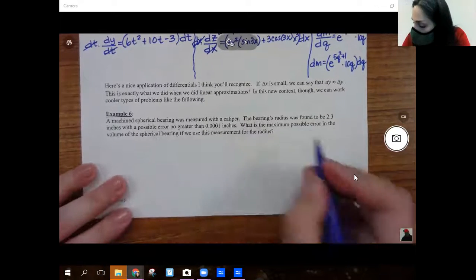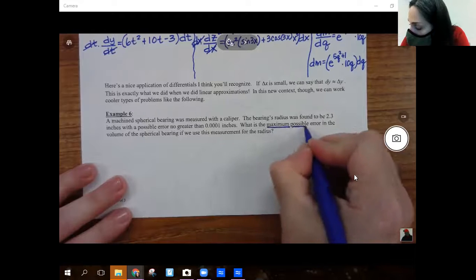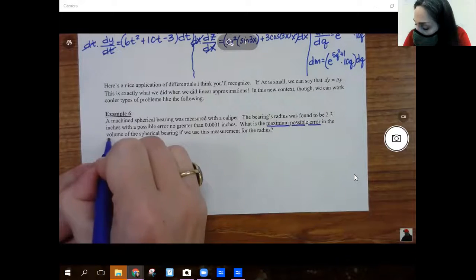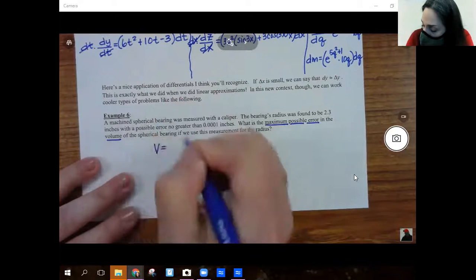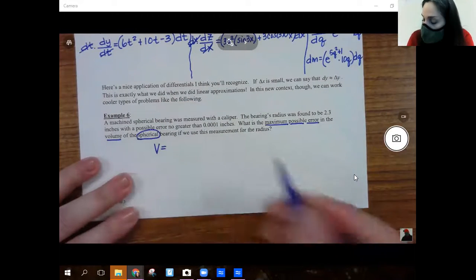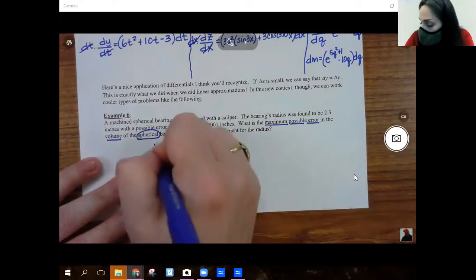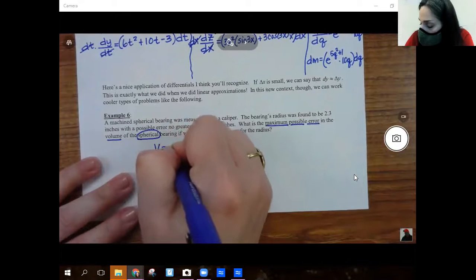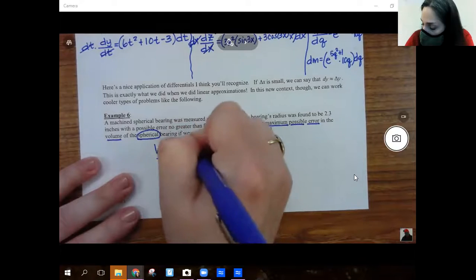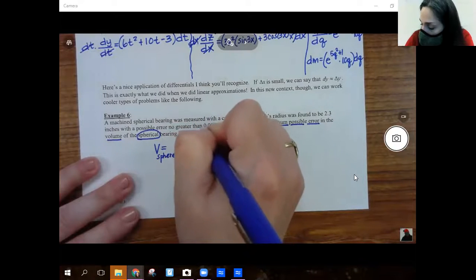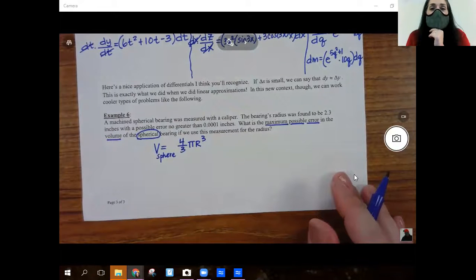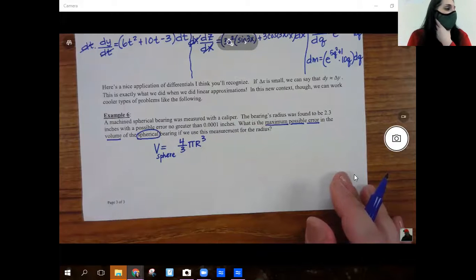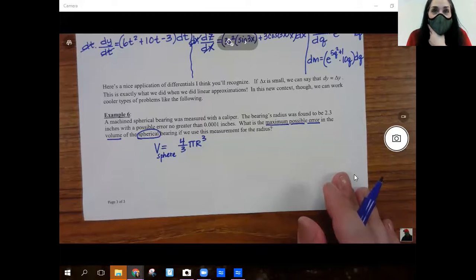So what are we trying to do here? Maximum possible error in the volume. We need a volume formula, and it's of a spherical bearing. Volume of a sphere is 4/3 pi r cubed. Did anybody remember that? Did anybody know that? You're all so honest. Okay, that's cool. Well, now you've got it.